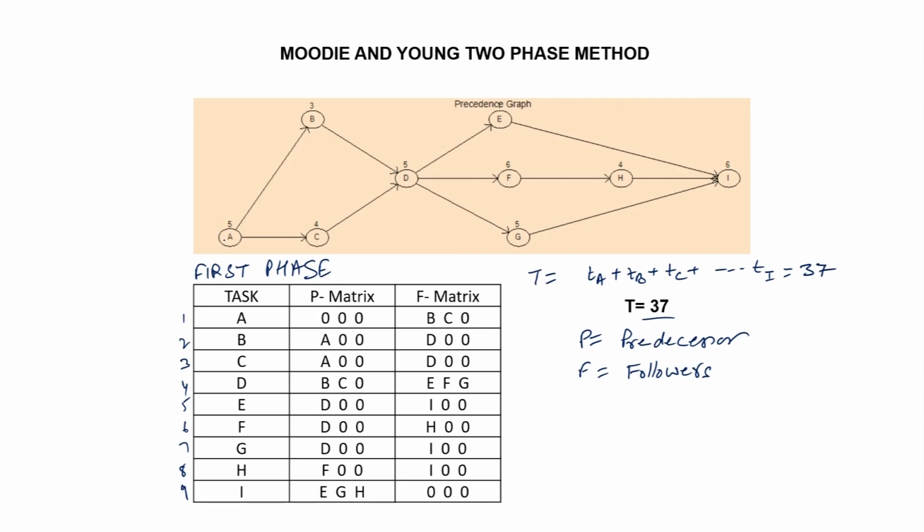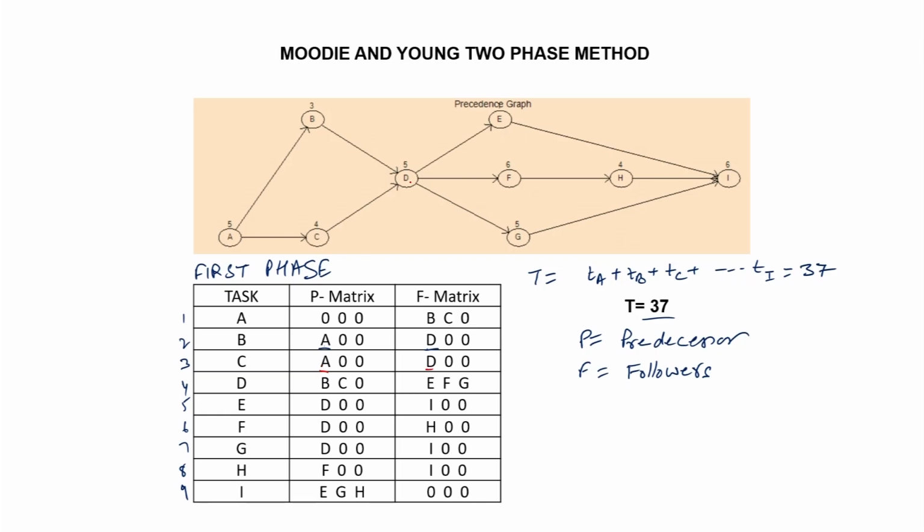Task A is not having any predecessor, but it has 2 elements which are following, that is B and C. So, I will write B and C also. There is a 0, that means there is no predecessor, but 2 followers. Task B is having 1 predecessor and 1 follower. A is the predecessor and D is the follower. So, task B is having A as a predecessor and D as a follower. Task C has A as a predecessor and D as a follower.